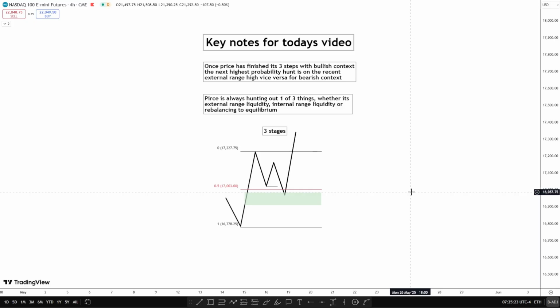This model can work on the higher time frames, lower time frame. It is a fractal model, so it works the exact same on the higher time frame as the lower time frame. So that is going to be all for today's video.